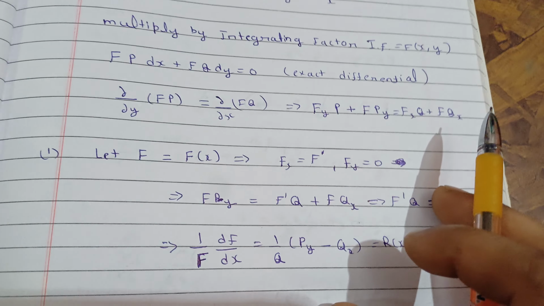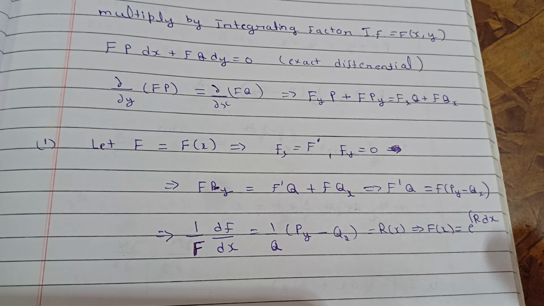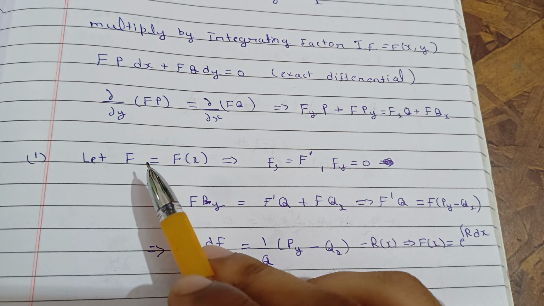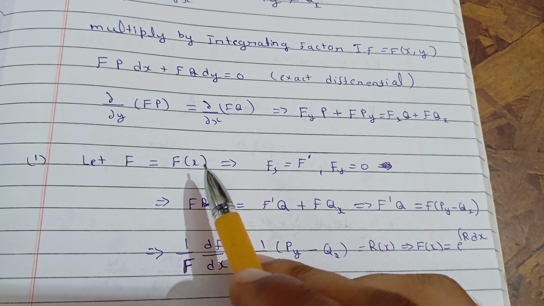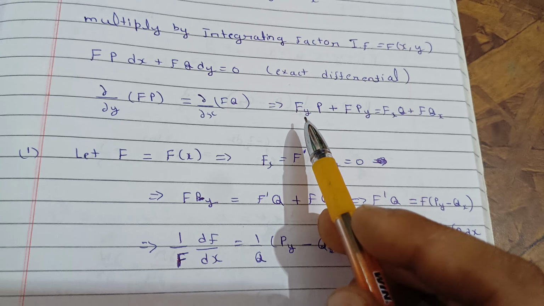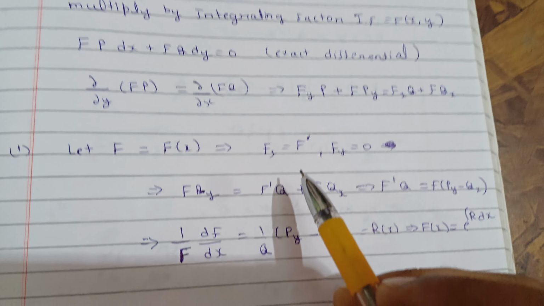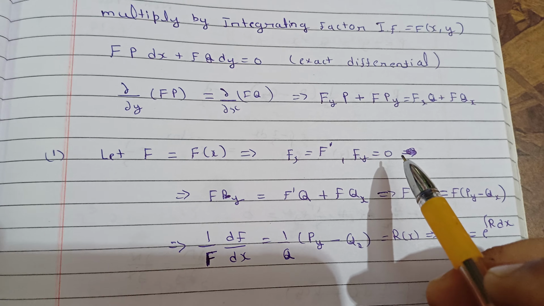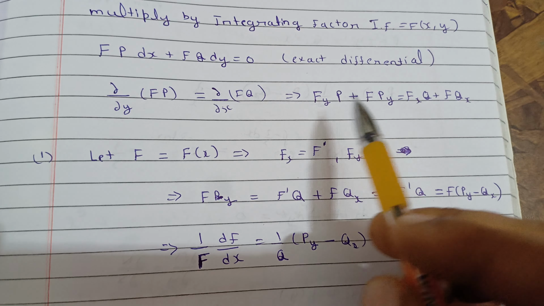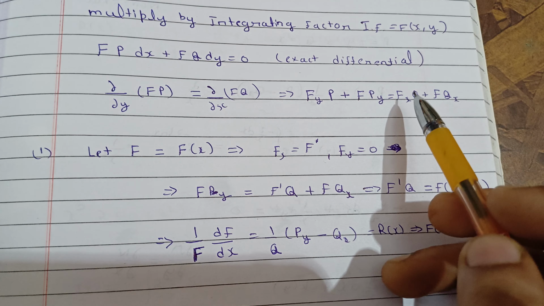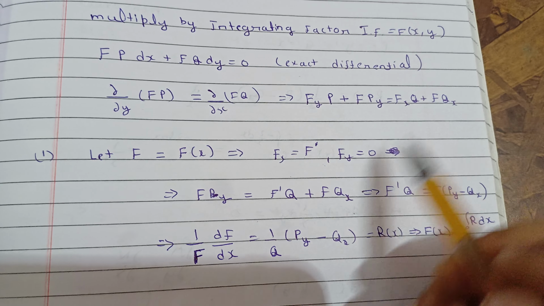Now let's take one case. We call f a function of x only. Let f be a function of x only. Then what is fy? fy will be 0, because f is not a function of y. And fx we call f dash. fy will be 0, so just substitute these values here. So fy is 0, so we will get f Py = f' Q + f Qx.